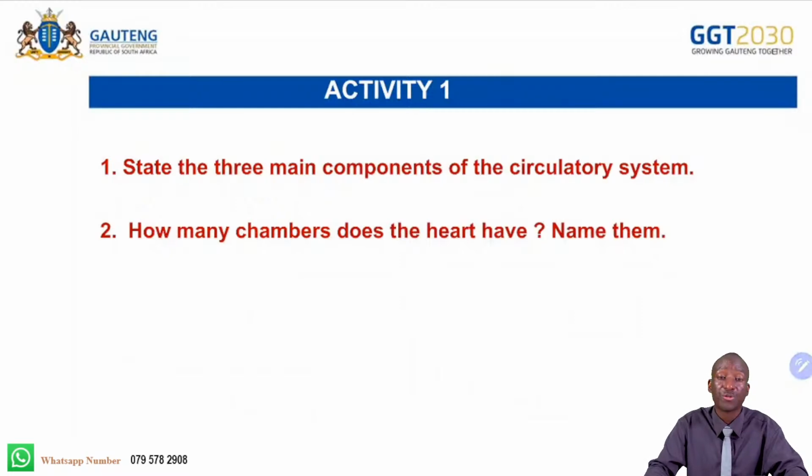Let's look at the first activity, activity number 1. I've got 2 questions for you in this activity. Number 1 says, state the 3 main components of the circulatory system. Number 2, how many chambers does the heart have? Remember them. We're going to go again for another 3 minutes, and this time around I'm quite sure that we're all going to get this activity correctly. 3 minutes, let's get busy.